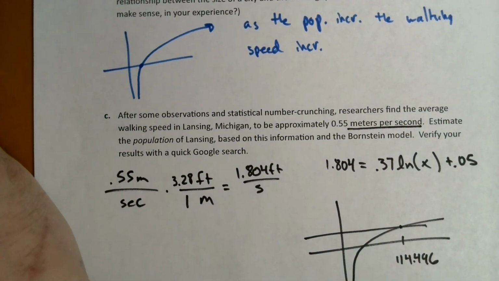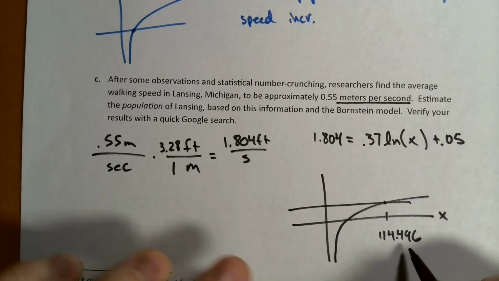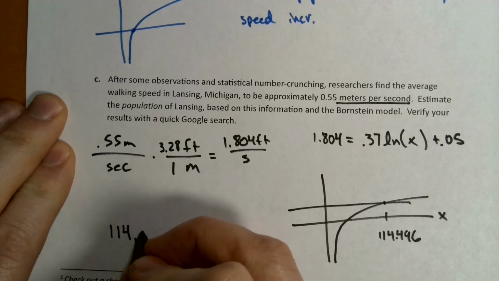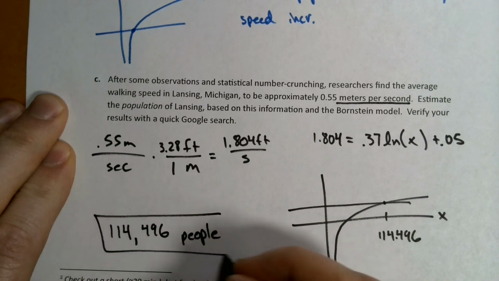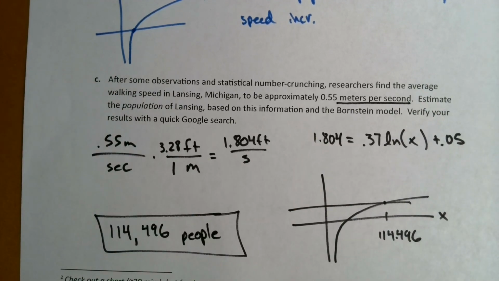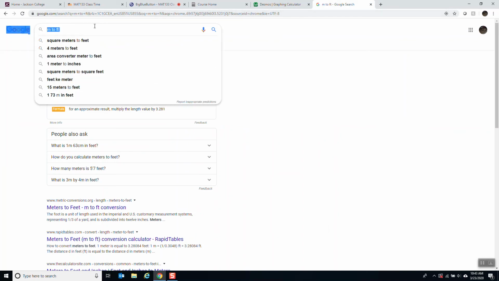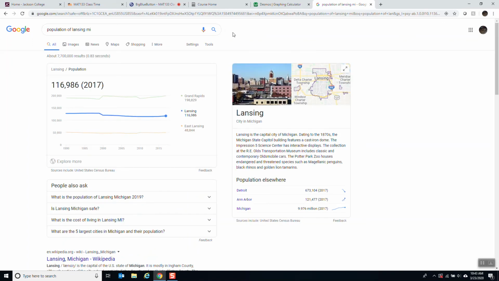I know it's not the greatest work in the world, but it suffices. And note that this is in thousands, so we're claiming that Lansing has a population of 114,496 people. We are supposed to Google check that and make sure that is legit. So let's quick Google population of Lansing, Michigan. And it says 116,986. Not bad, right? Not bad.